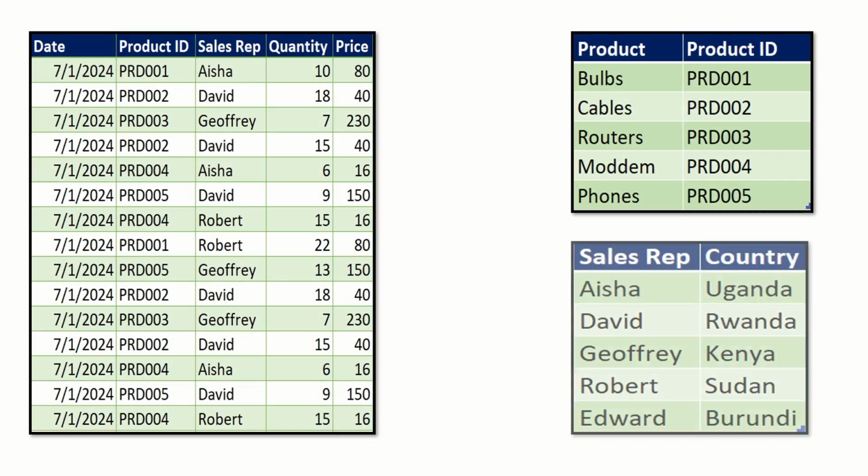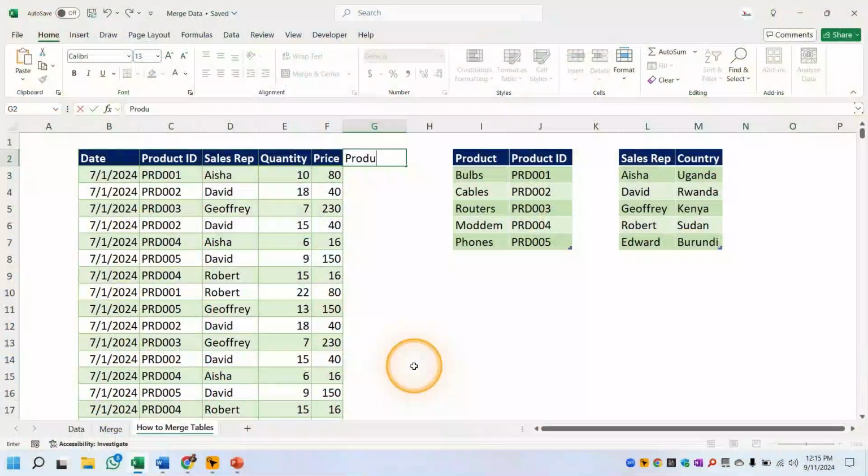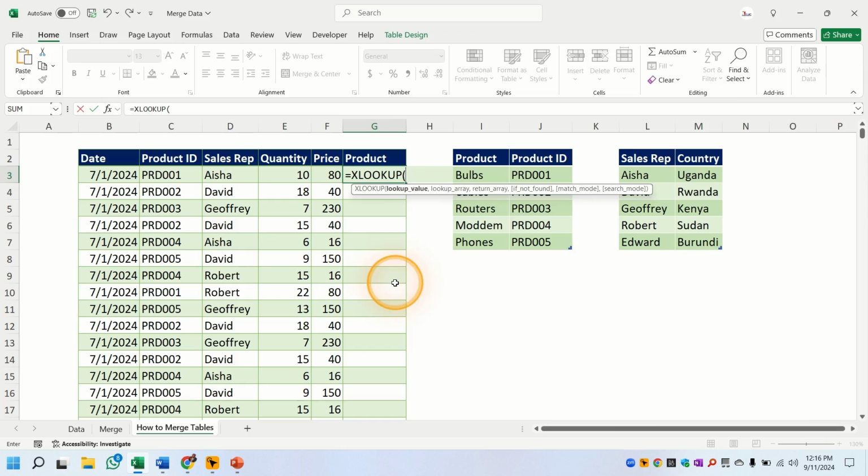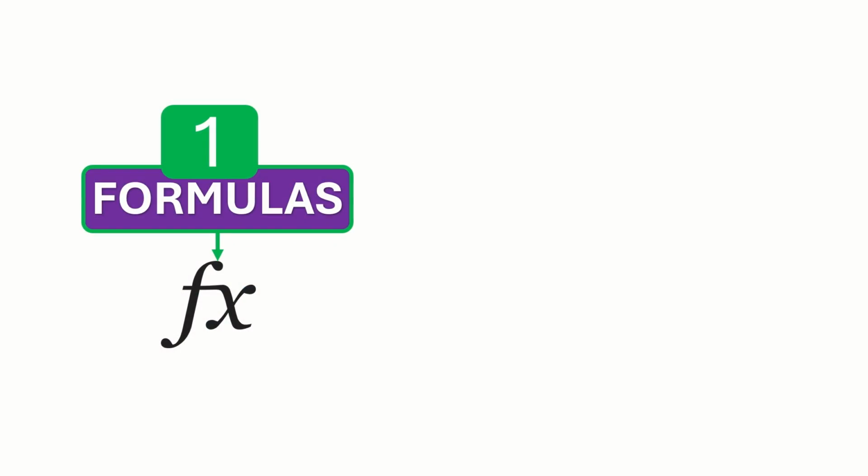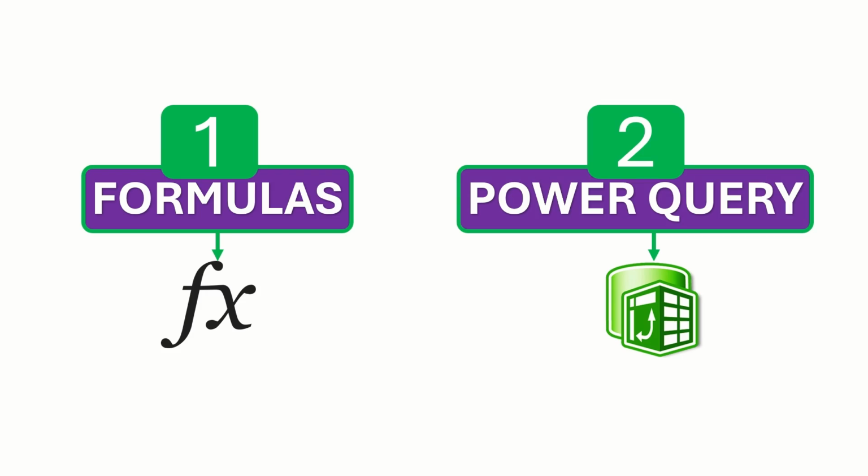In this video, I'm going to be showing you two methods that you can use to merge or combine multiple tables in Excel so that you can create one block of data that you can use for analysis. And I'm going to be doing this using the formula method as well as using the Power Query. Now, without wasting a lot of your time, let's head over into this video.